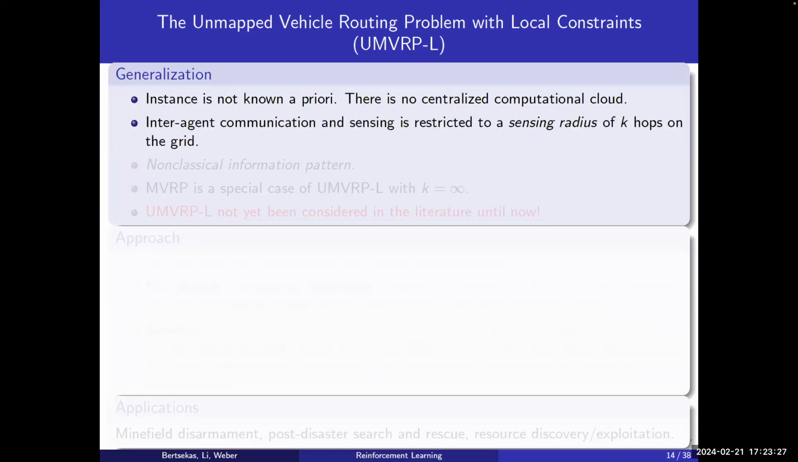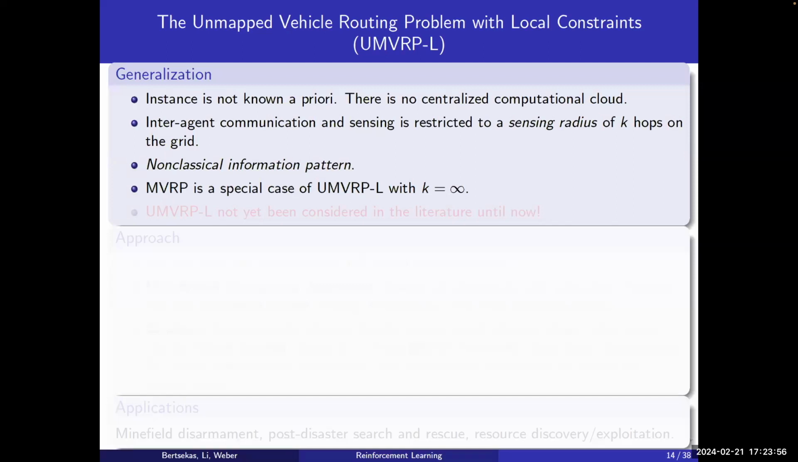That thing is gone completely. And interagent communication and sensing is restricted to a sensing radius, which is a term I will use often, of k hops on the grid. In other words, an agent can only see within k hops of this grid. So this is clearly a non-classical information pattern. There is no computational cloud, and the communication between agents is restricted based on locality.